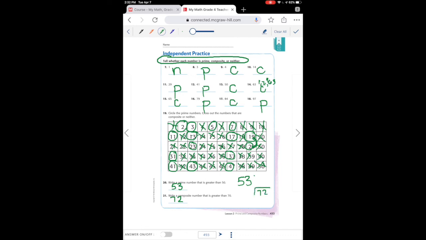72 divided by 2. 7 divided by 2 is 3. 3 times 2, 6. Subtract, 1, bring down the 2, 12. 12 divided by 2 is 6. So 2 and 36 are factors of 72, which means it has more than 2 factors because 1 and 72 are also factors. So it is composite.